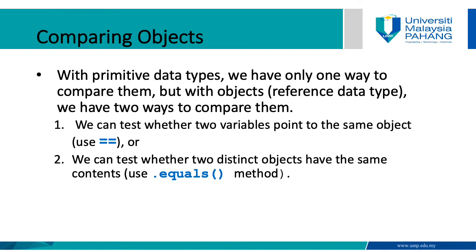and now comparing objects. With the primitive data types, we have only one way to compare them. Okay, but with objects, reference data types, we have two ways to compare them. We can test whether two variables point to the same object by using the equal symbol, or we can test whether two distinct objects have the same content using the equals() method. Okay, so let's look at the example.